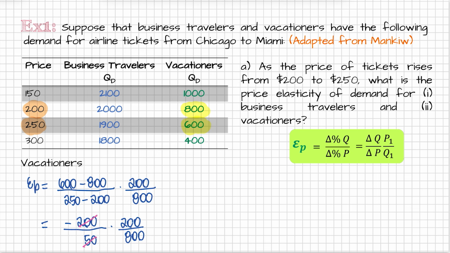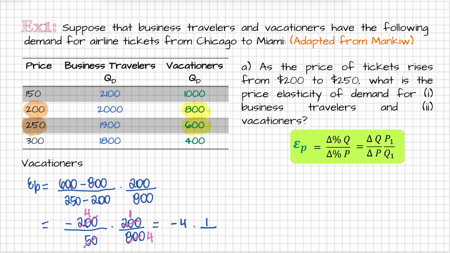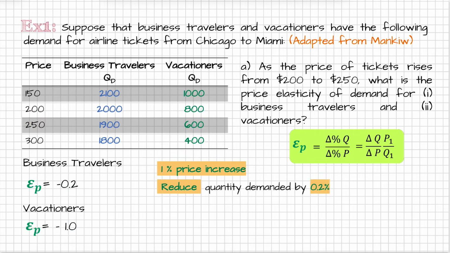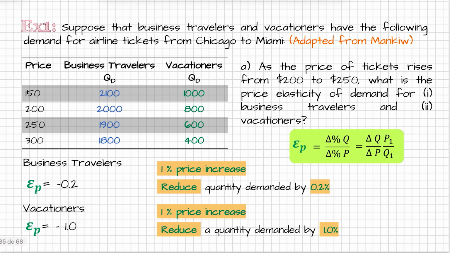Minus 200 divided by 50 is minus 4, and 200 divided by 800 is 1/4. Minus 4 multiplied by 1/4 is equal to minus 4 over 4. That is equal to minus 1. How do we interpret an elasticity equal to minus 1? For vacationers, an increase of 1% in price leads to a fall of 1% in the quantity demanded.